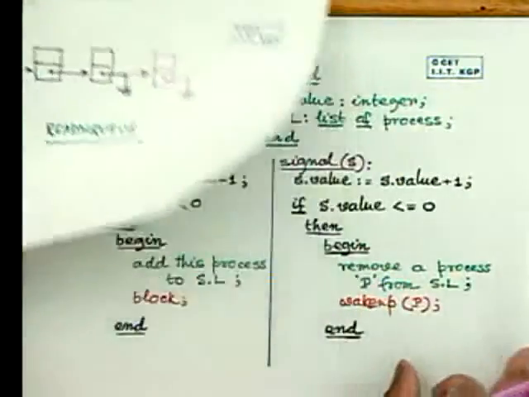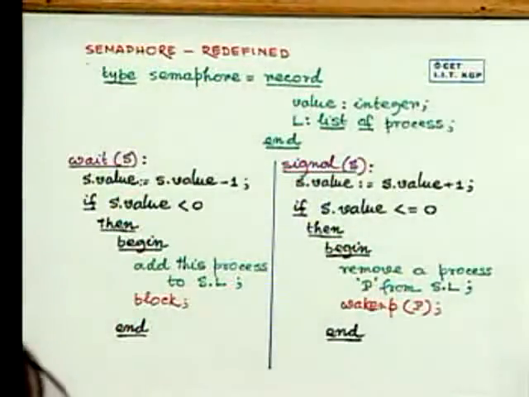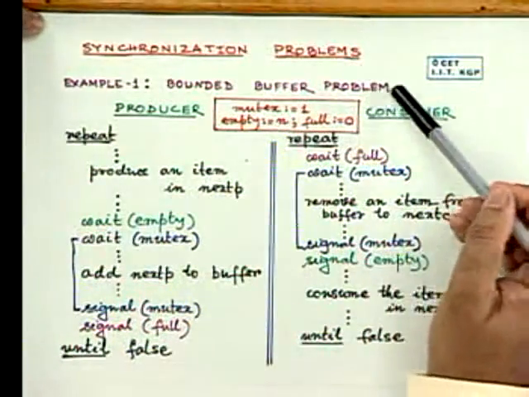Now, with the semaphore redefined, let us apply this redefined semaphore to a few classical problems. These classical problems are in fact very representative problems, and most of the semaphore primitives that are defined are applied on these classical problems to check their validity. One of the classical problems that we'll be discussing is the bounded buffer problem, which you are familiar with already.